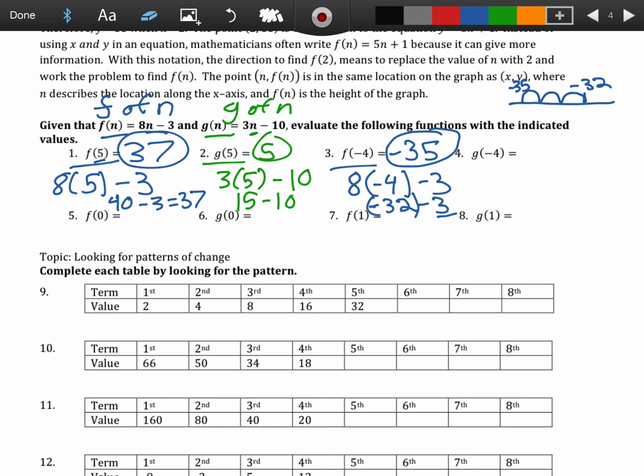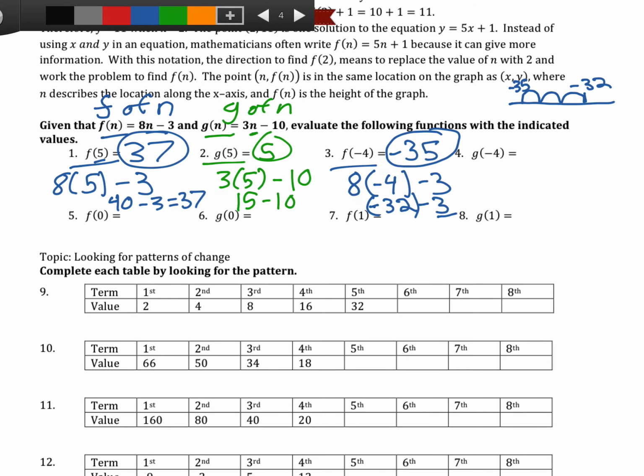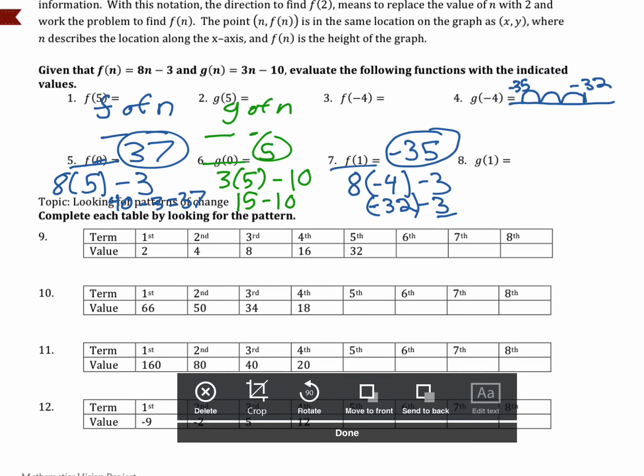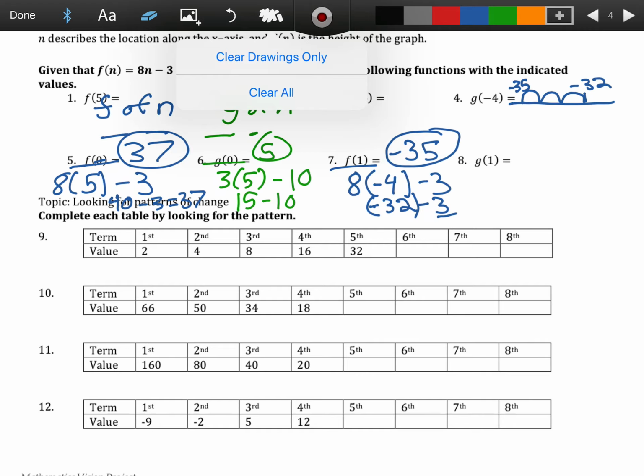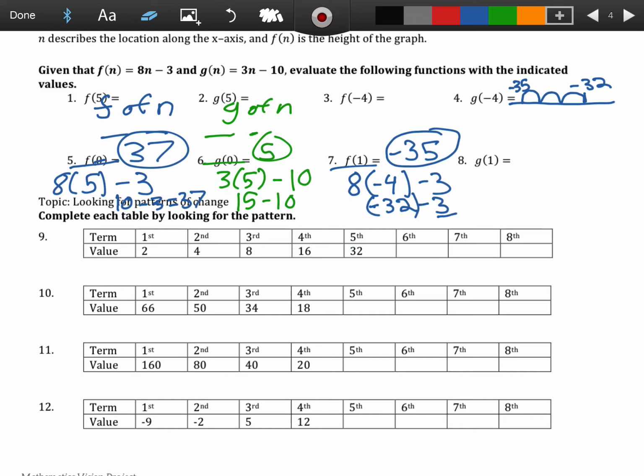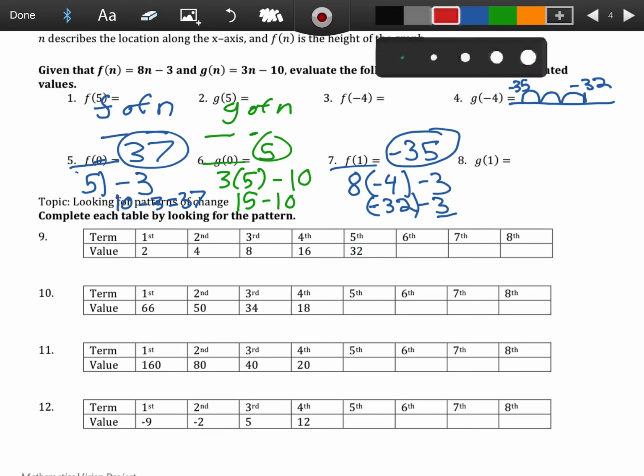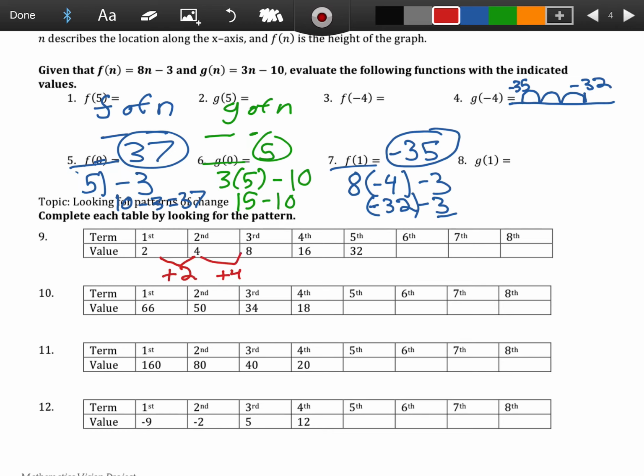And the next bit, you're going to be looking for a pattern. Some of these can be challenging, but it's nothing we can't handle. So let's see what's going on here. So we have the first set of terms, 2, 4, 8, 16, 32. Personally, when I approach these, I always try and look for differences. So I'm thinking, all right, well, 2 to 4 is going to add 2, 4 to 8 is going to add 4, 8 to 16 is going to add 8, 16 to 32 is adding 16.